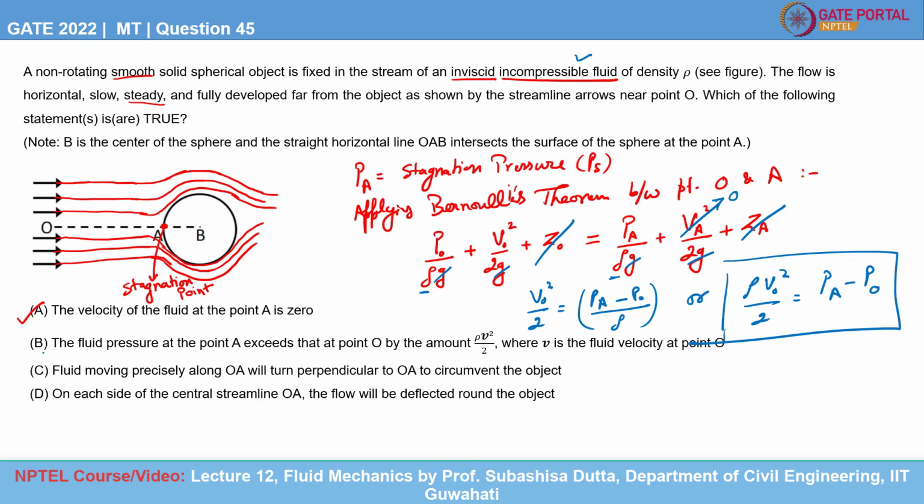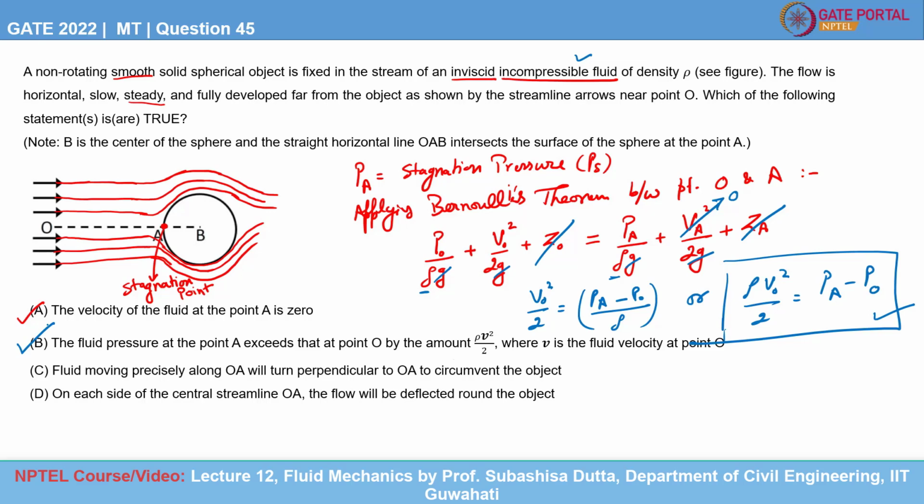So if you look at option B, the fluid pressure at point A exceeds that at point O by an amount of rho V squared by 2, where V represents the fluid velocity at point O. So we have just proved it. So this option is also correct.